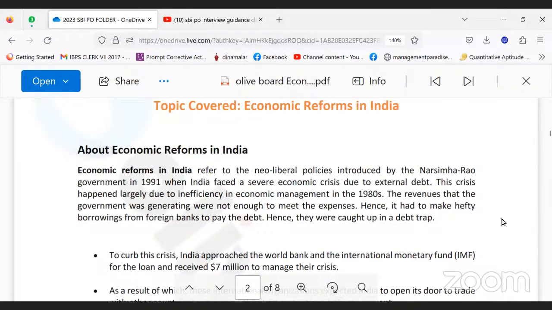Yes, sir. When India faced a sharp economic crisis due to external debt, this crisis happened largely due to inefficiency in economic management in the 1980s. The revenues that the government was generating were not enough to meet the expenses. Hence, it had to make hefty borrowings from foreign banks to pay the debt. Hence, they were caught up in a debt trap.